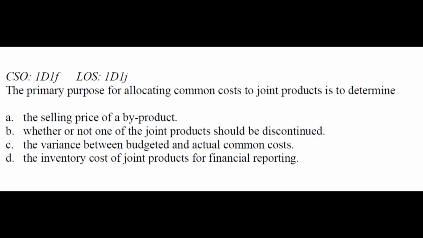D. The inventory cost of joint products for financial reporting. Correct. The primary purpose of allocating joint costs is to assign a value to inventories and determine cost of goods sold for external financial reporting. Correct answer: D. The allocation of joint costs is mainly required for inventory valuation and financial reporting purposes, not for managerial decision-making, since these costs are incurred before the split-off point and are not avoidable or relevant for decisions.